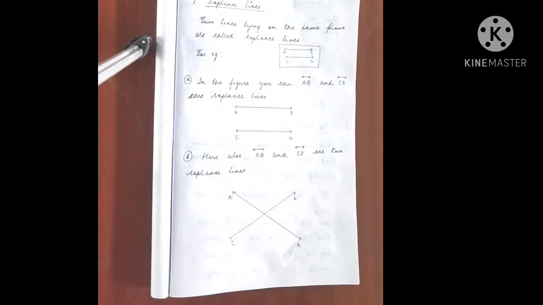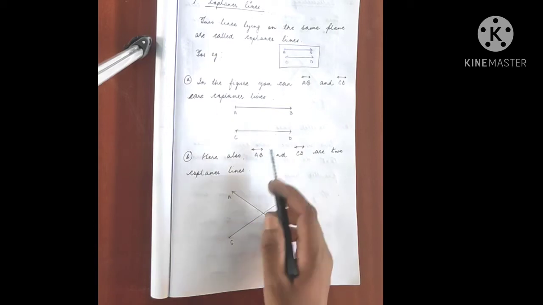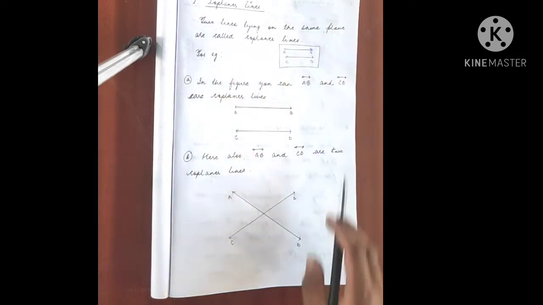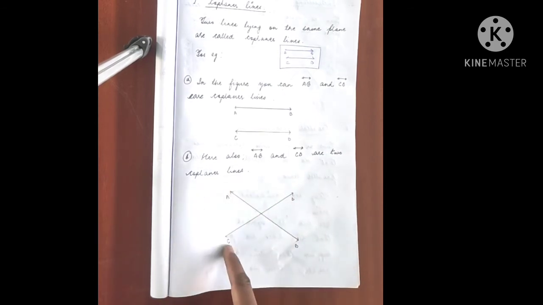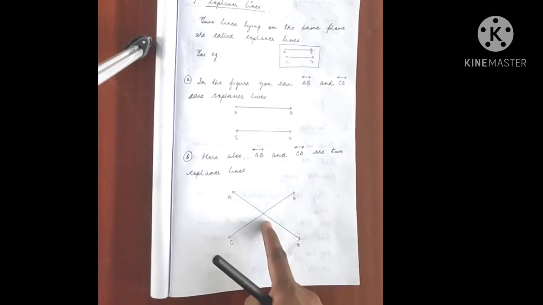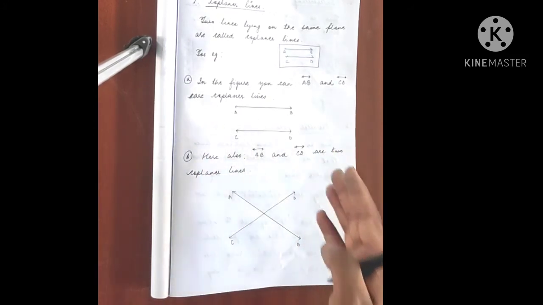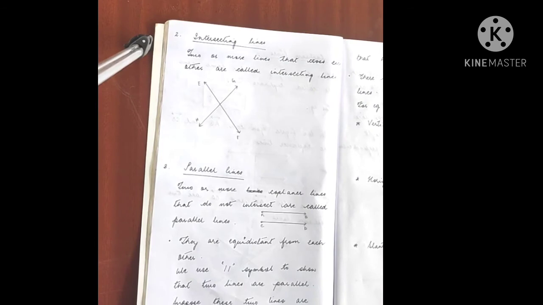You got it? Okay, now you see the next one. In the figure you can see AB and CD are coplanar. This one is the AB line and this line is the CD, and they are both lying in the same plane, so AB line and CD line are coplanar lines. Next, one more example that I am giving you: two intersecting lines, AB and CD, both the lines are cutting each other, intersecting each other at a point, but still they are in the same plane. If they are in the same plane, it will be known as what? Coplanar lines.